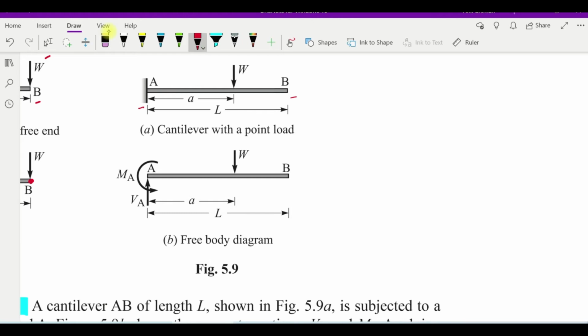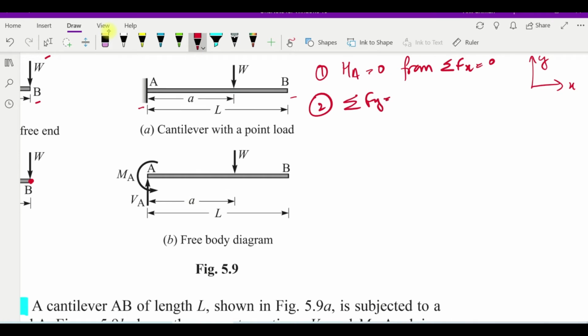From the given loading, we can say that HA is equal to 0, from summation of all horizontal forces equal to 0. X is horizontal, Y is vertical. Now next, let us use the second equation of equilibrium, which is summation of Fy equal to 0. So what are the different vertical loads? We have VA minus W is equal to 0. It gives us VA is equal to W. So VA is W.